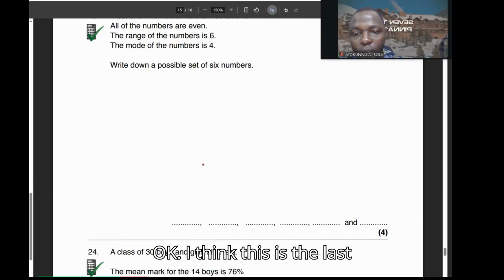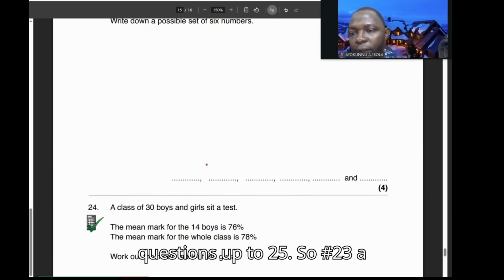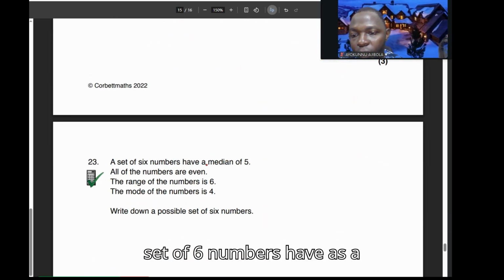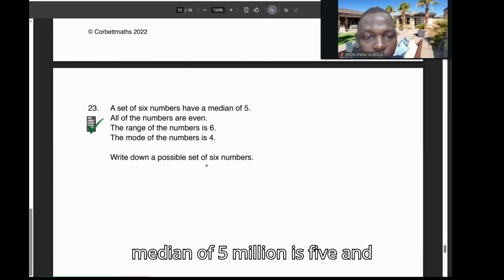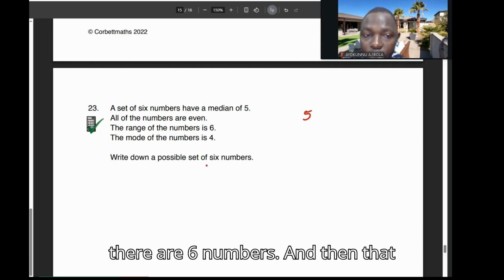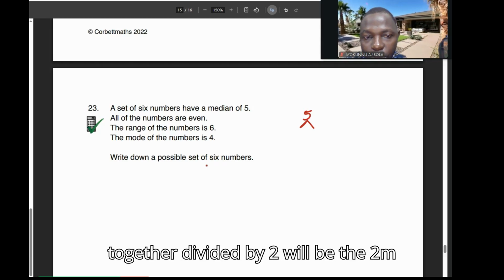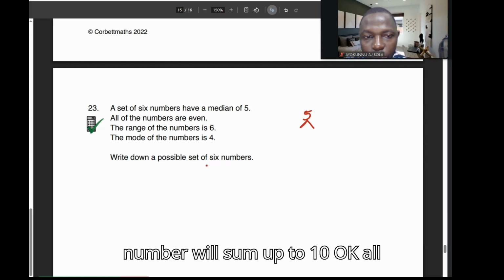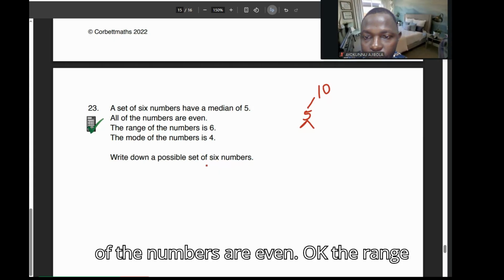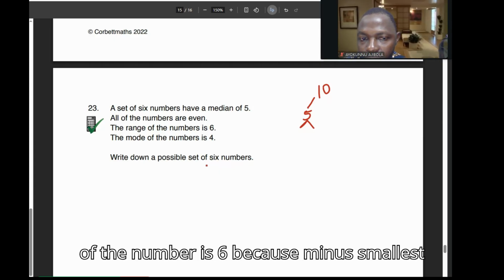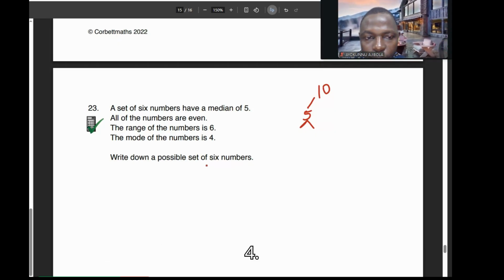Okay, I think this is the last question here. Okay, we have some more questions up to 25. So number 23, a set of 6 numbers has a median of 5. Median is 5 and there are 6 numbers. And that means the 2 middle numbers added together divided by 2 will be 5, so the 2 middle numbers will sum up to 10. Okay, all of the numbers are even. The range of the numbers is 6. Biggest minus smallest is 6. The mode of the numbers is 4.